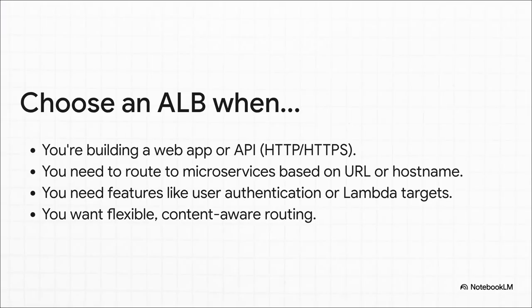You're going to reach for an application load balancer, the ALB, when a few things are true. First, if you're building a web app or an API that uses HTTP or HTTPS. Second, if you need to route traffic to different microservices based on things like the URL. And third, if you want some of those fancier features like user authentication right at the load balancer, or if you're routing to Lambda functions. Basically, if you need that flexible, content-aware routing, ALB is your answer.